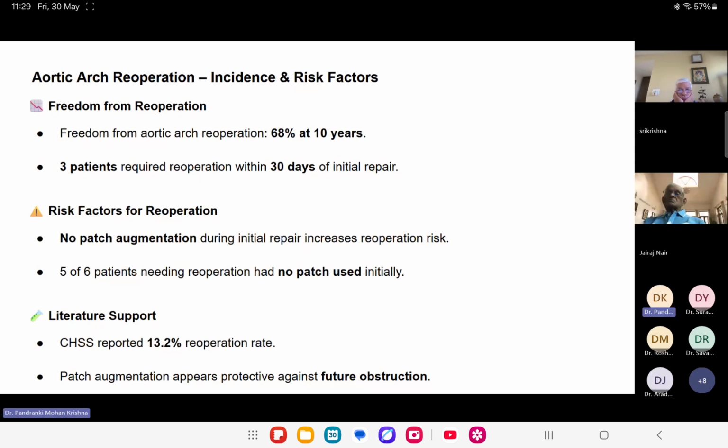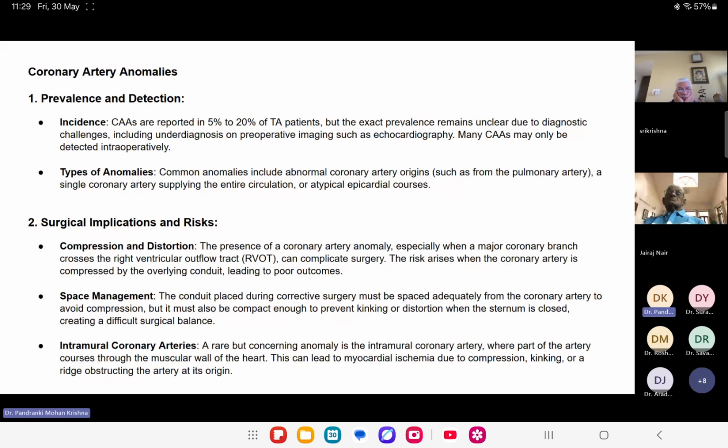Coming to coronary artery abnormalities, they are reported in about 5 to 20% of truncus arteriosus, but the exact prevalence remains unclear due to diagnostic challenges, because usually these are not diagnosed preoperatively, only intraoperatively. Types of anomalies include a single coronary artery supplying the entire circulation, or atypical epicardial coronaries crossing the RVOT, or arising from the LAD, or from high regions, or with intramural courses.